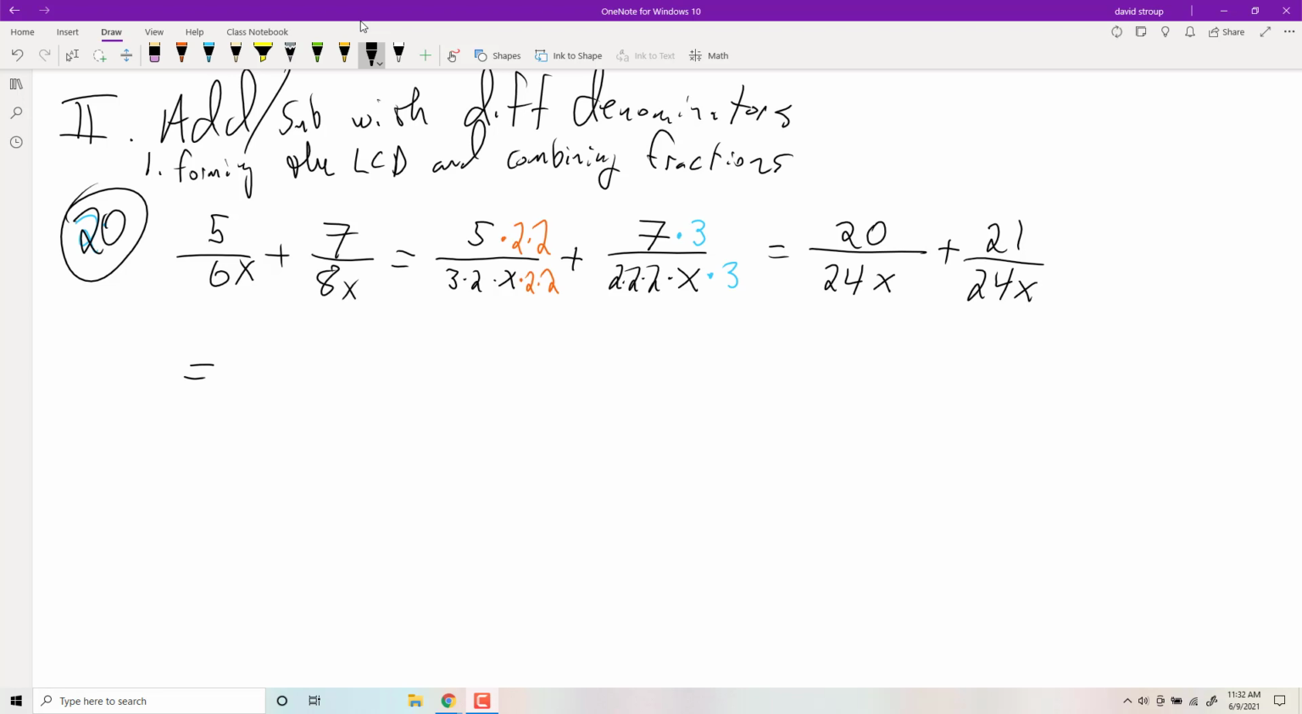And then finally add the numerators over the common denominator. So 20 plus 21 is 41 all over 24x, and that's it. You try to simplify if you can. In this case, that's not possible.